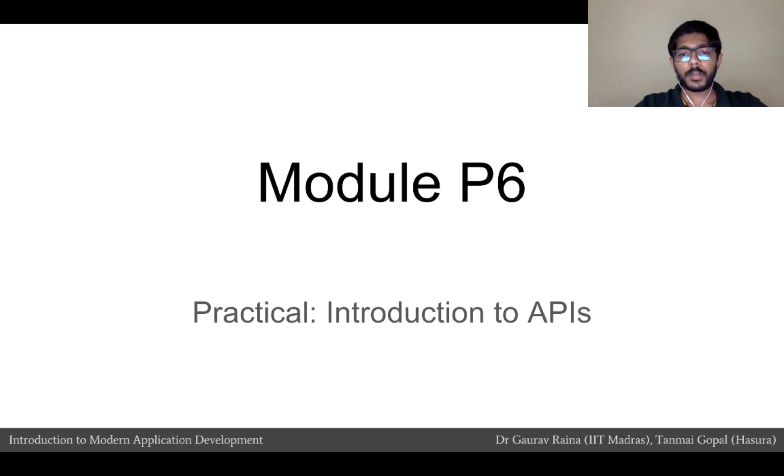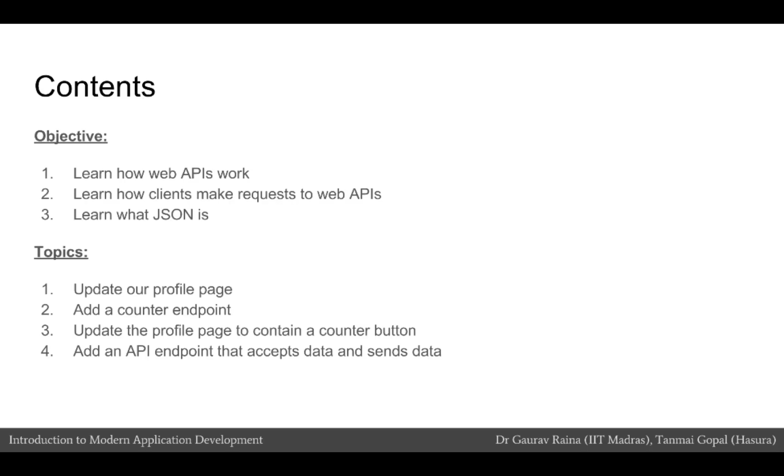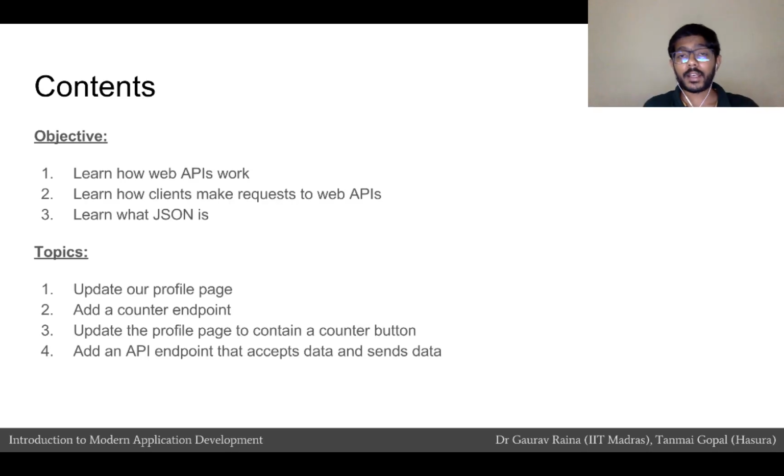In this module, we'll be taking an introduction to APIs from both the server and the client side. Our main objective in this module is to learn how web APIs work, how clients make requests to web APIs, and also what JSON is, which is a very popular format and almost now the modern default standard for exchanging information while making API requests and receiving API responses. We'll do this by solving several small tasks over this module.